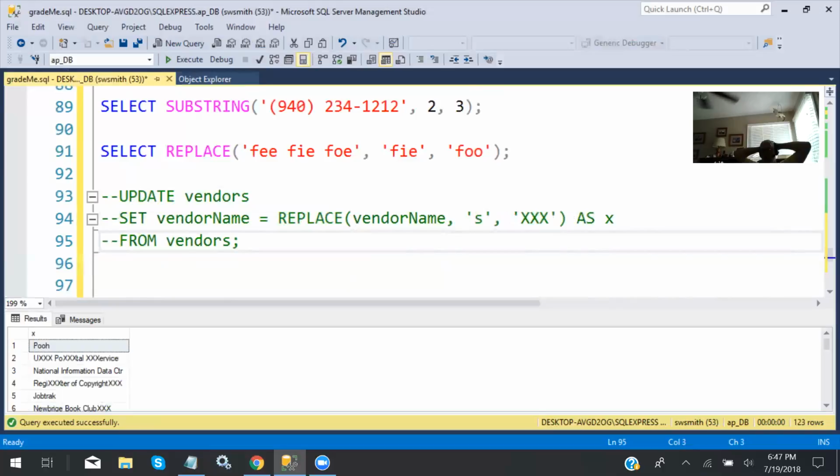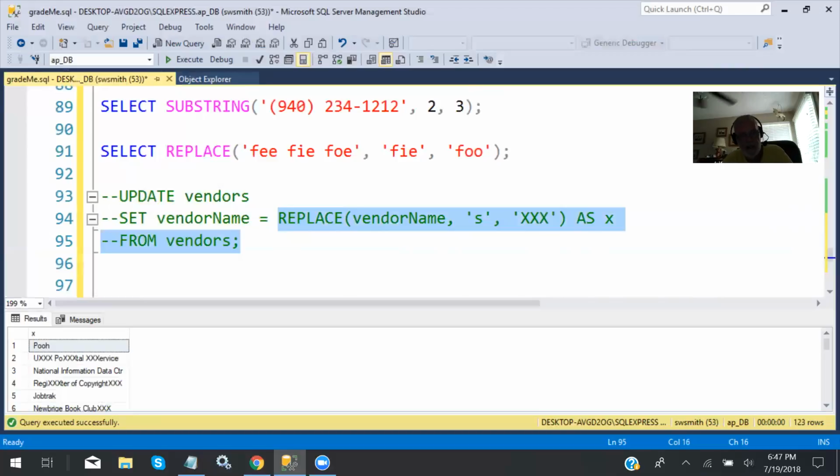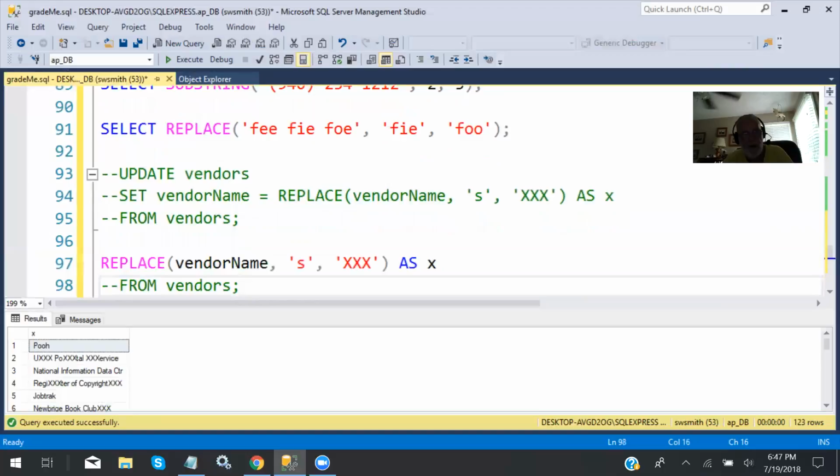What I was suggesting, we could create a derived table and do it on that derived table. No, well, you could do it. A select statement is fine. If all I did was say select replace vendor name. So remember a moment ago, I just said this. This is a different varmint. So I said select.